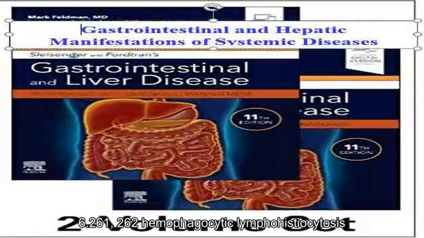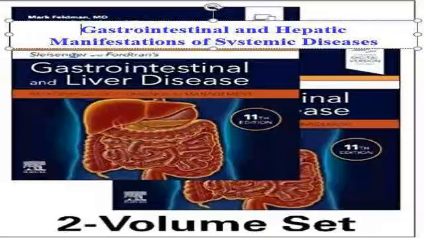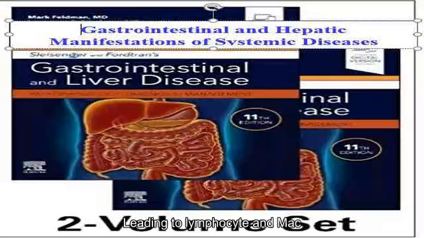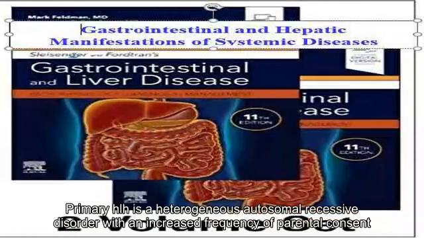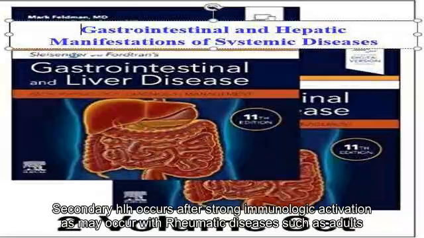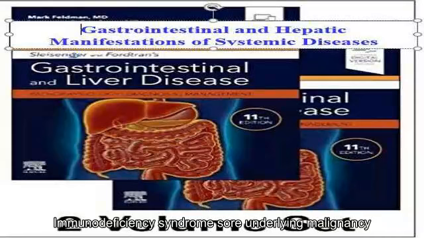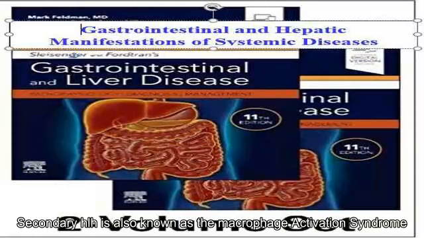Hemophagocytic lymphohistiocytosis, HLH, also known as hemophagocytic syndrome, is an uncommon hematologic disorder categorized as one of the cytokine storm syndromes. It is life-threatening with severe inflammation caused by uncontrolled natural killer cell activity of the innate immune system, leading to lymphocyte and macrophage hyperreactivity and resulting in massive overproduction of cytokines. Primary HLH is a heterogeneous autosomal recessive disorder with an increased frequency of parental consanguinity. Secondary HLH occurs after strong immunologic activation, as may occur with rheumatic diseases such as adult-onset Still disease, discussed earlier, with systemic infection, or in patients with immunodeficiency syndromes or underlying malignancy. Secondary HLH is also known as the macrophage activation syndrome.